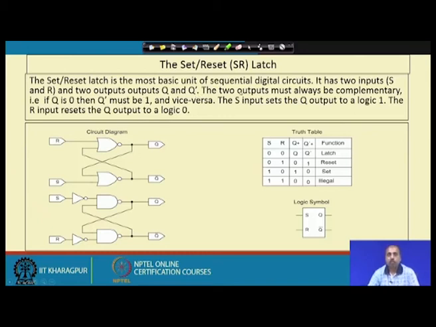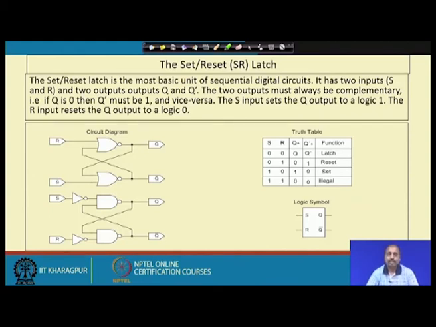The two outputs must always be complementary, that is, if Q is 0, Q bar must be 1 and vice versa. This is by the specification of the SR latch. It says that it has to be a sequential circuit with two inputs, set and reset, and two outputs, Q and Q bar, and by specification Q bar should be the complement of Q.